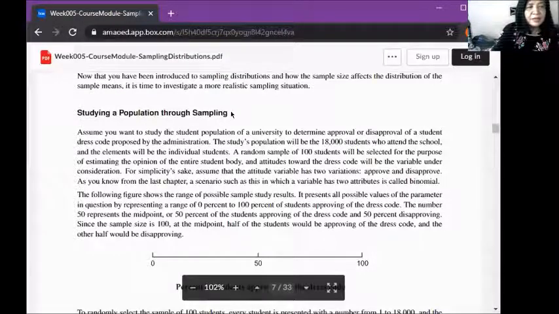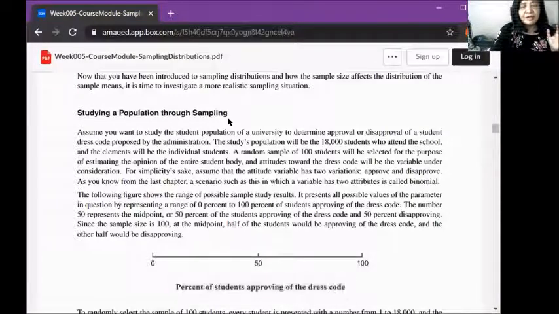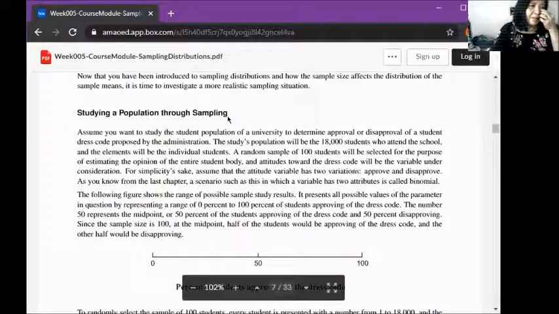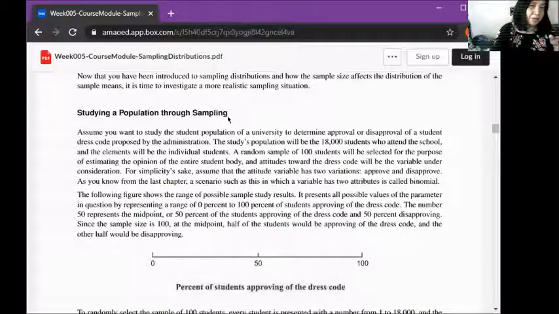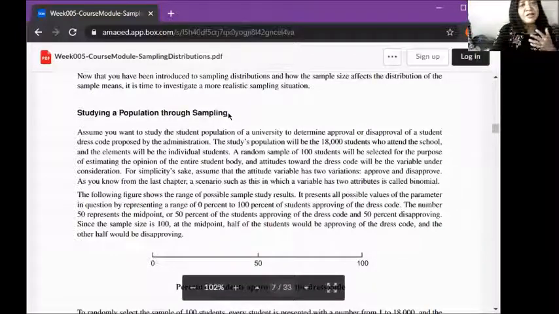First, what most researchers do, especially if you have a big population, is get samples, and the process of getting samples is known as sampling. Assume you want to study the student population of a university, to determine the approval or disapproval of a student dress code proposed by the administration.